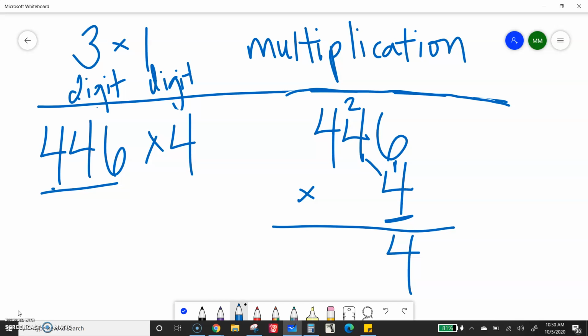Now I'm going to do 4 times 4, and I'm going to need to add on what I carried. So 4 times 4 is 16, plus 2 is 18. Again, write the ones down there and carry the tens. I'm going to do 4 times 4 here now, which is 16, add on 1, 17. So again, same answer, different strategy.